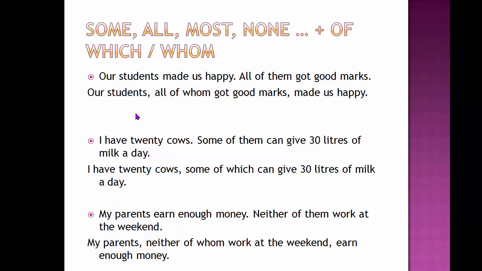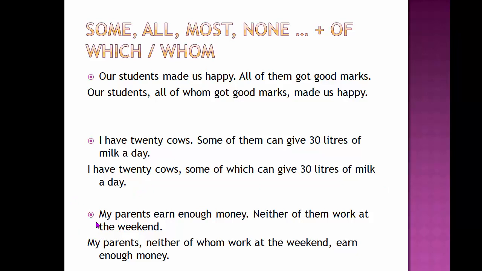Let's look at here. Our students, all of whom got good marks, made us happy. Again, I'm using commas here. Look at the second one. I have 20 cows. Some of them can give 30 liters of milk a day. Again, some of them. And it refers to cows. So animal, it should be some of which. Look, I have 20 cows, some of which can give 30 liters of milk a day.